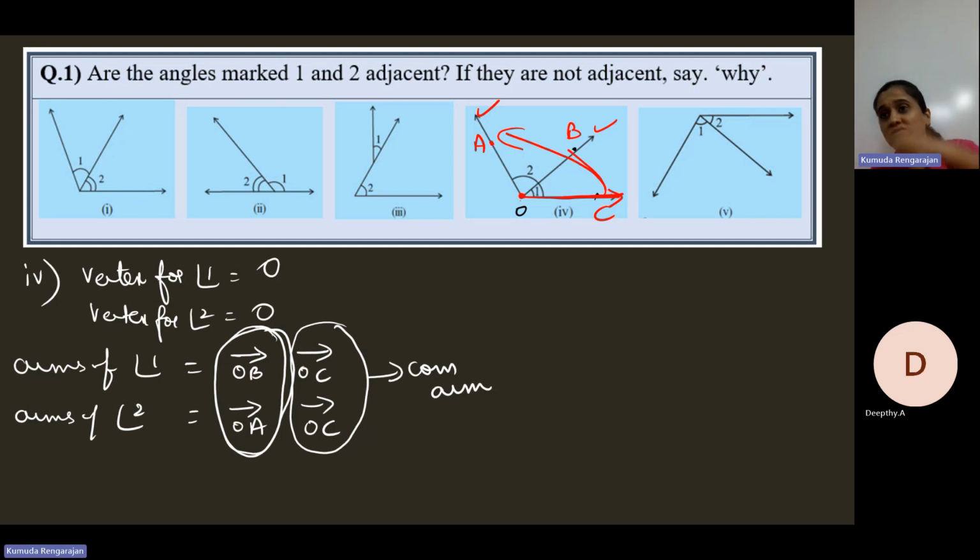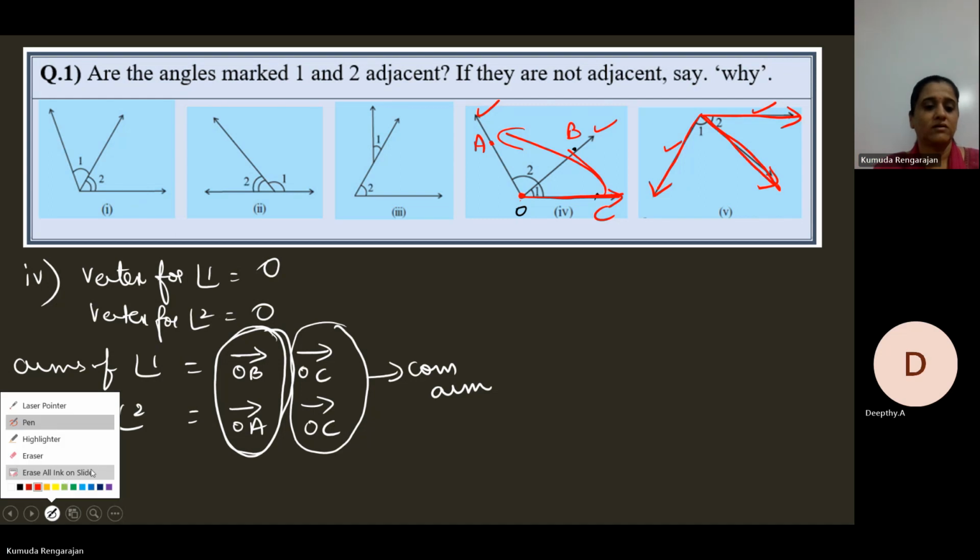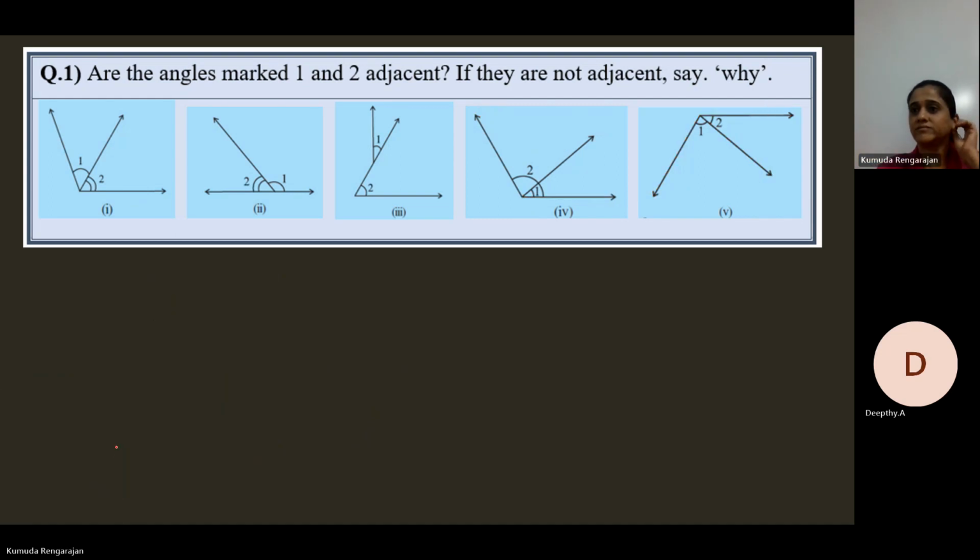The non-common arms must lie on either side, opposite sides. Like one should be above, one should be below, or one should be to the left, the other to the right. See, in this figure, this is the common arm and these are the non-common arms. You see that they are on either sides of the common arm. So in this figure, angle 1 and angle 2 are adjacent angles. Get that?